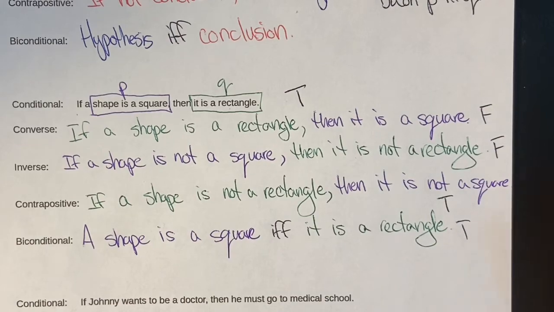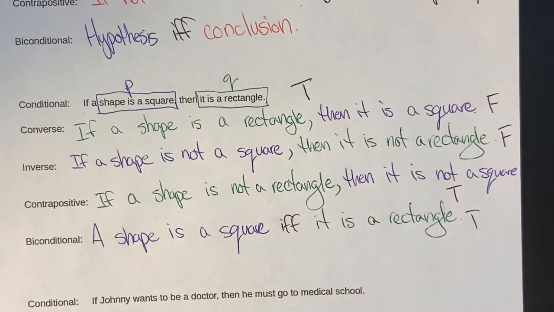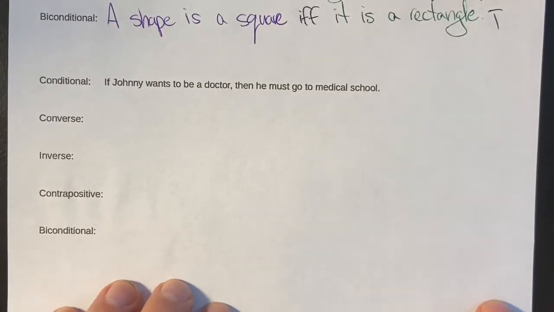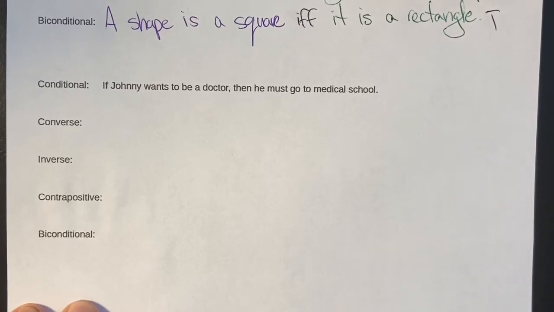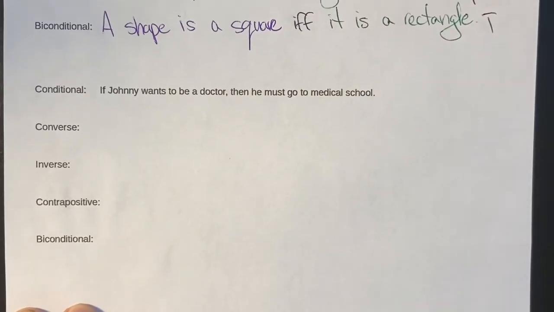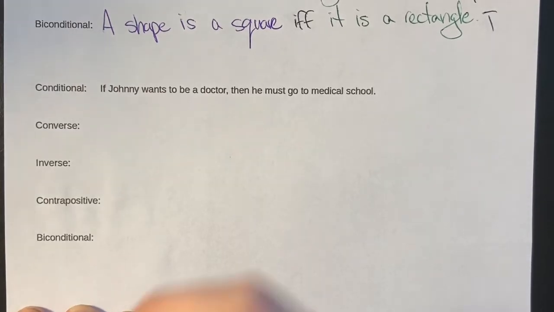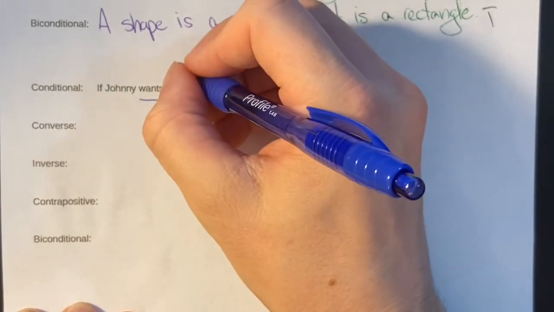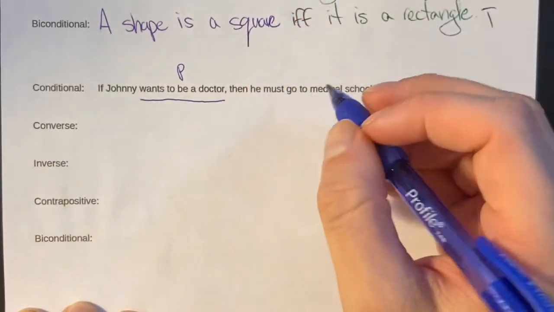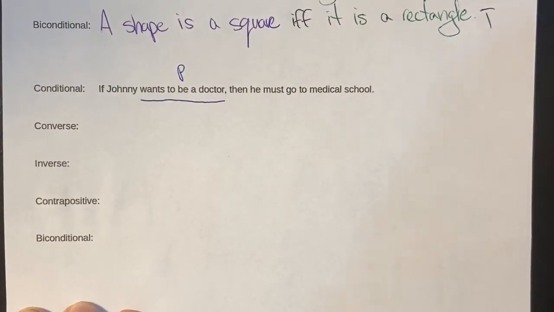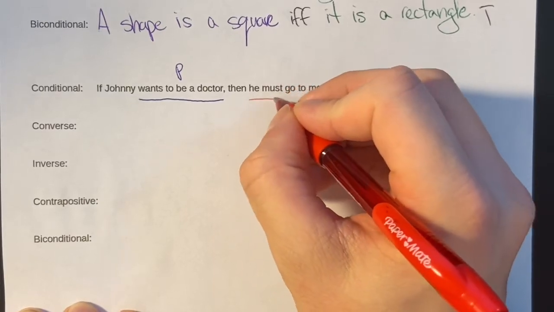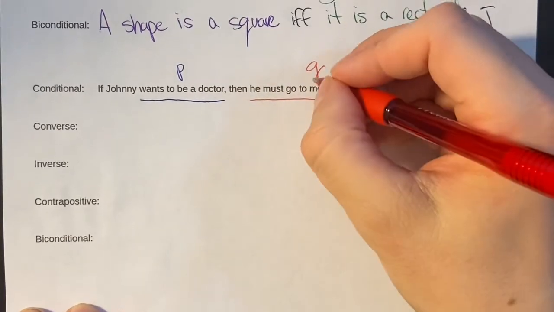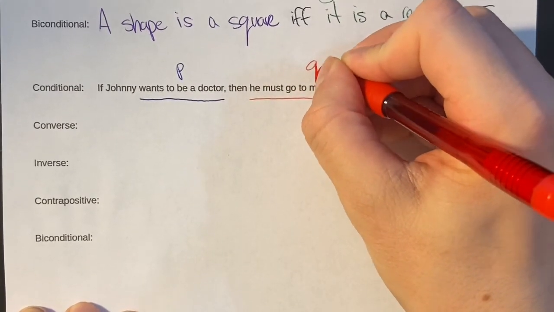Trying to find different colors, but we'll go back to the America colors. If Johnny wants to be a doctor, then he must go to medical school. That's true. Actually, that's not true because you could be a doctor in education. We'll worry about that later. Wants to be a doctor is my hypothesis. And then must go to medical school is going to be my Q, but that looks more like a G, so let's just do that. That's my conclusion.